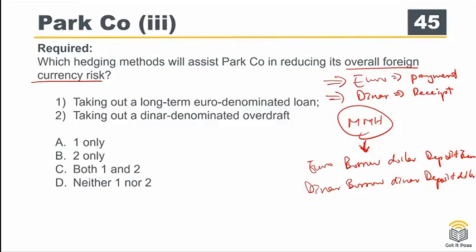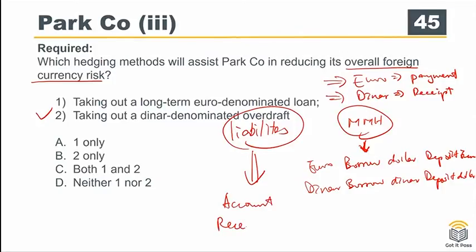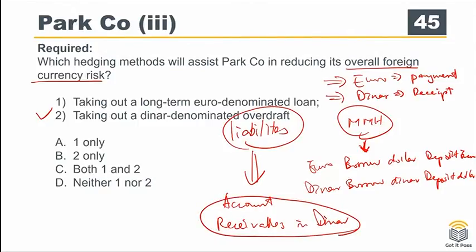So based on these money market hedge concepts, we understand that the second statement, yes, taking out a dinar-denominated overdraft is a way to reduce the overall foreign currency risk, because it matches the assets and liabilities. Here, overdraft is liability, and the asset is the account receivables, or the trade receivables, in dinar. So here is the matching of assets and liabilities, which is a way to hedge.